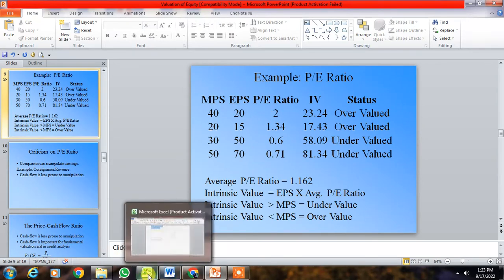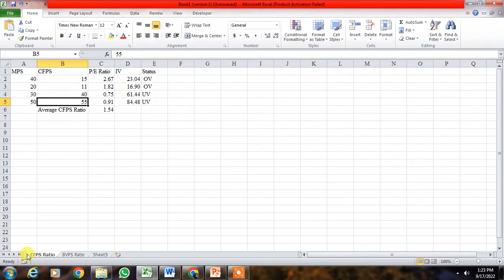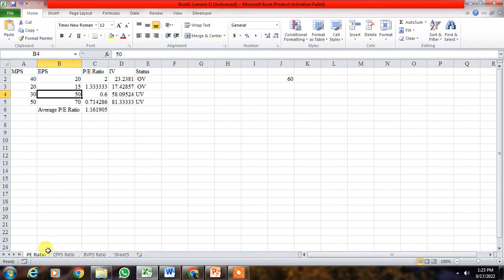For example, I have created a formula. If the price of this firm is 40 and the earning per share is, let's suppose, 60, it means that it is undervalued. When the earning per share is more than the market price of the share, it means that it is undervalued, and also the average method shows that it is undervalued.